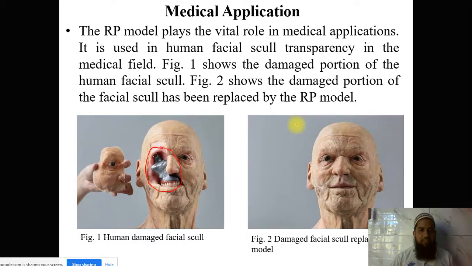And after that you can see the figure, it looks very natural, and the strength of this part is also very good. Like that, if any bone of the body is damaged, we can develop it by use of rapid prototyping. So this is one of the examples of medical applications.